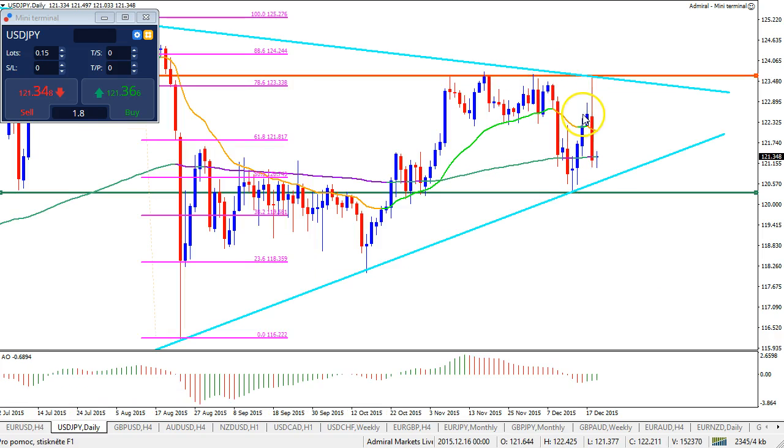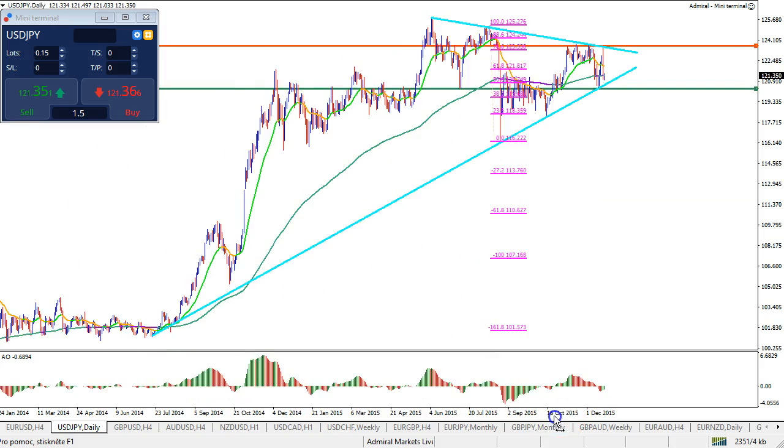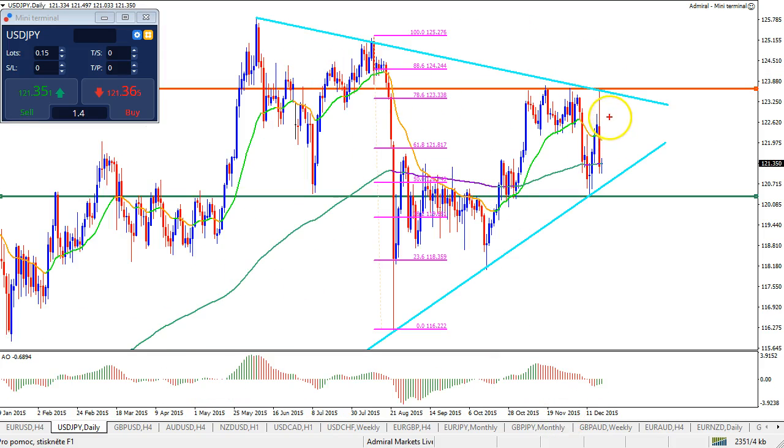But then rejected off of the 123.50 level. Couldn't break that 78.6 fib and also trend line. So price really having a lot of trouble with breaking through and continuing with the uptrend.